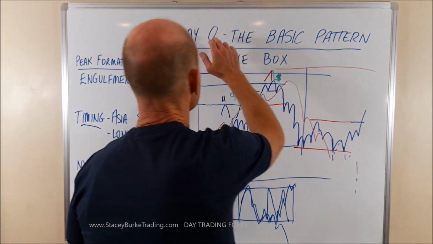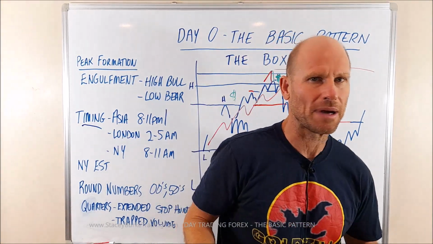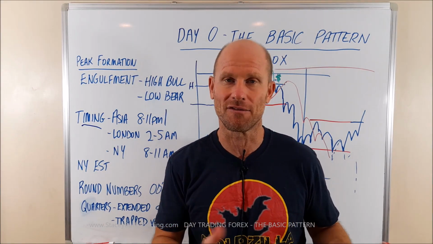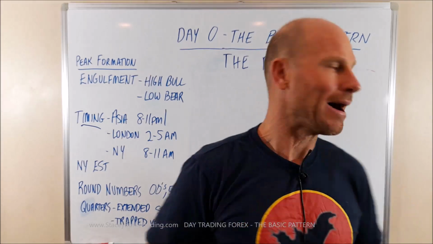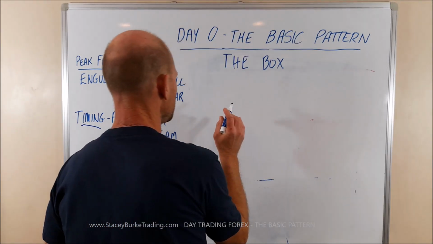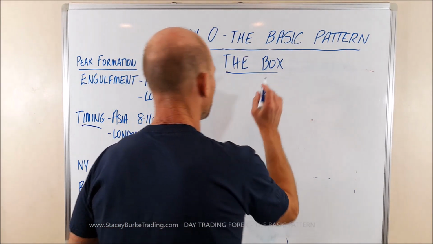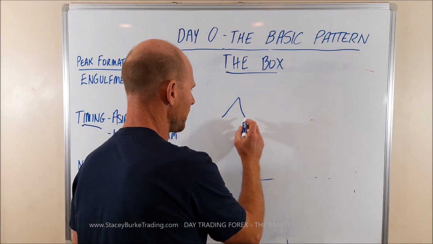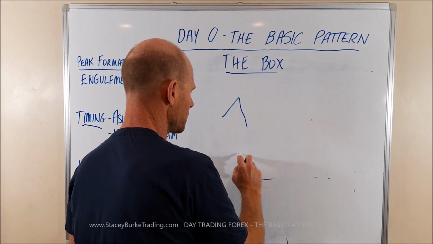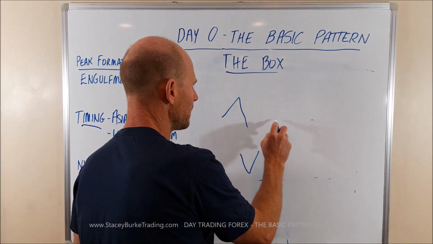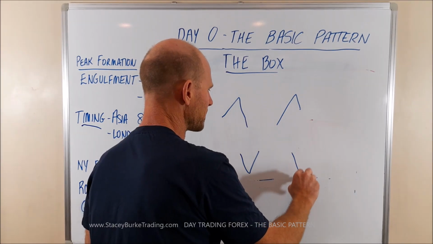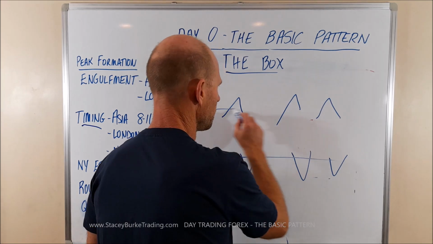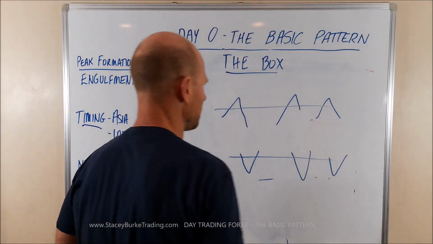Now, day 0, the basic pattern to me is essentially almost the same thing every day. So what do I mean by that? Okay, so if my basic idea of the box, a day 0 is when we get a day that is a fairly narrow range day where the market locks in a high and it locks in a low, and for the most part, for all 3 sessions, it stays in that narrow range. It could be 100 pips, it could be 50 pips.